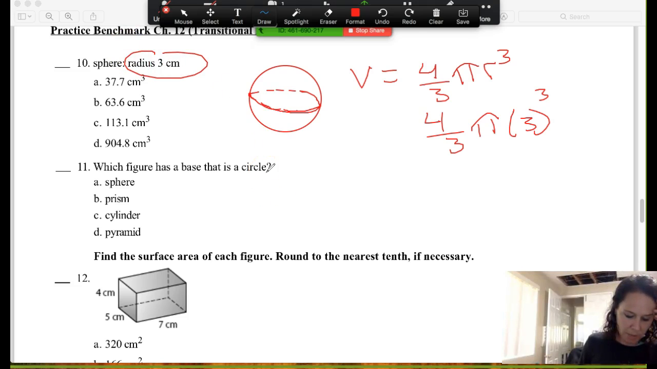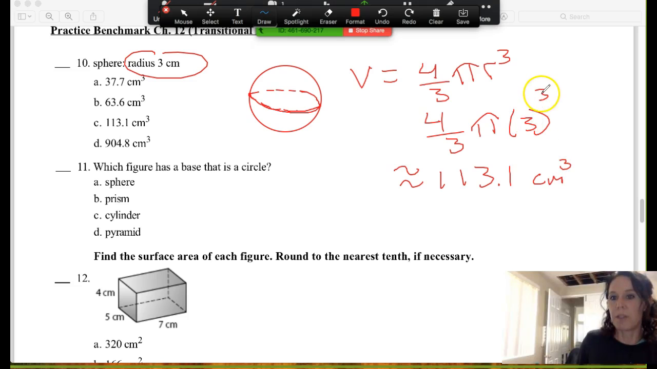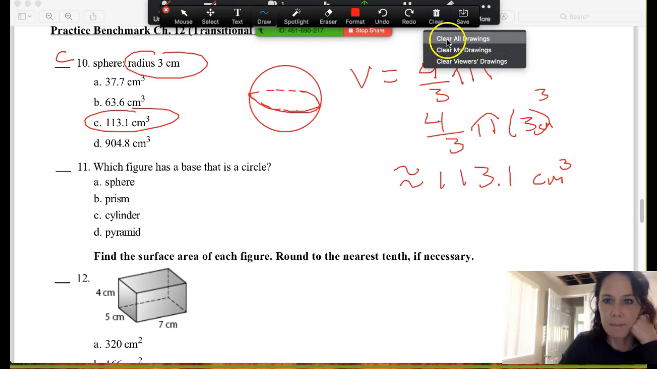So 3 times 3 times 3 is 27. Then we multiply that by pi, and then multiply that by 4, and then divide that by 3, and you're going to get approximately 113.09, and you can round that to 113.1, and that would be centimeters cubed because that's centimeters and you're cubing it. So it's really 3 centimeters cubed. If I was accurate, I would write it like that. All right, so it's once again C, lots of C's.